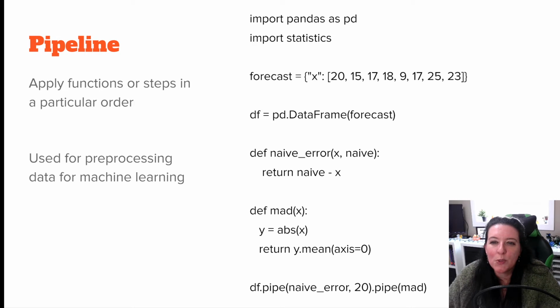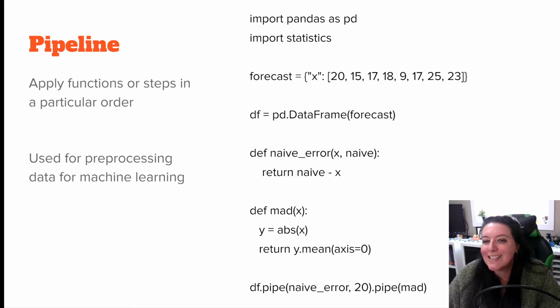A pipeline is going to apply functions or steps in a particular order. So we need a couple functions. We're going to define a function called naive_error. We want to measure the forecasting error, how far off the forecast was from, let's say, a naive approach where the actual value is just a single number. So we have a function that says, give me these forecasted values X and compare them to some naive number. It's going to take the naive number, which we can provide later, and subtract each of the forecasts from that number.